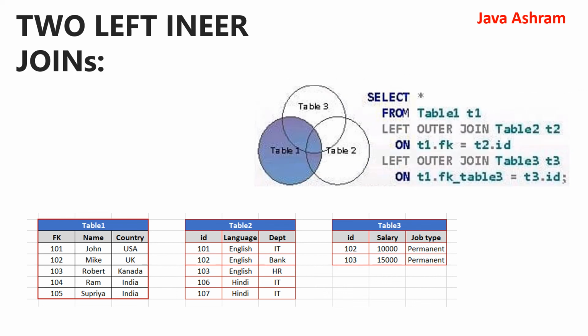Now the next is two left inner join. So this is the same. If you see this diagram to understand better, you have data of table 1, table 2 and table 3. It means all the data of table 1 plus the data which is common in table 2 and table 3 will be retrieved with two left inner join. So how will you do that?